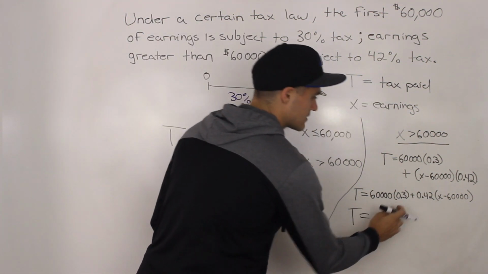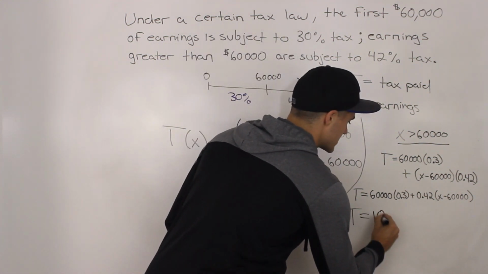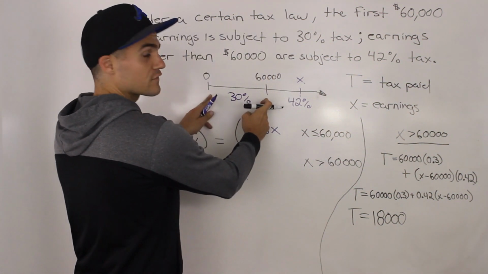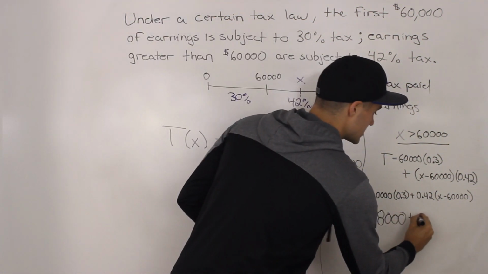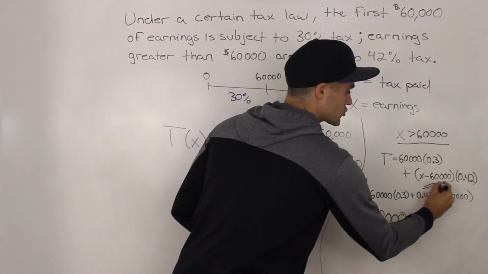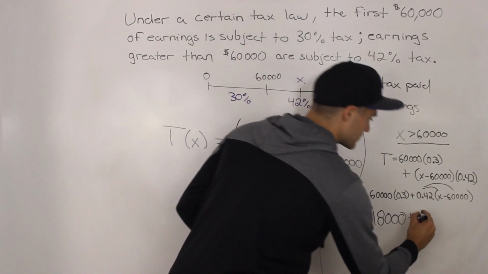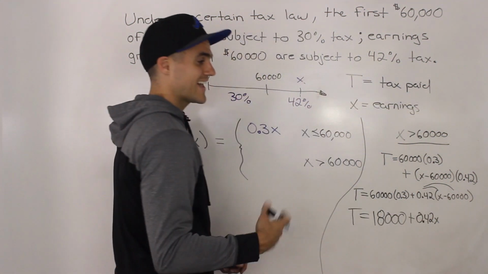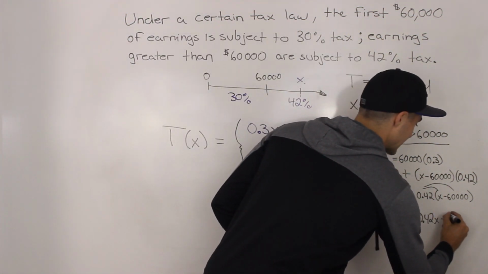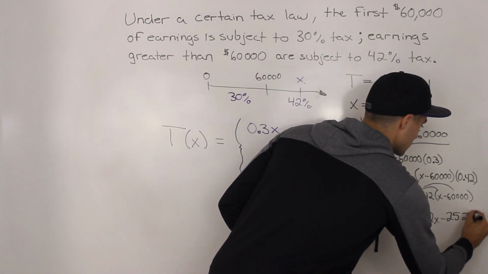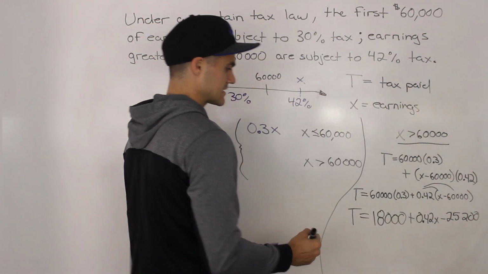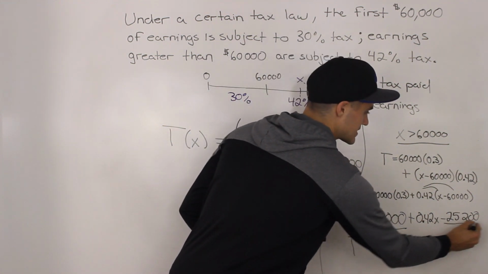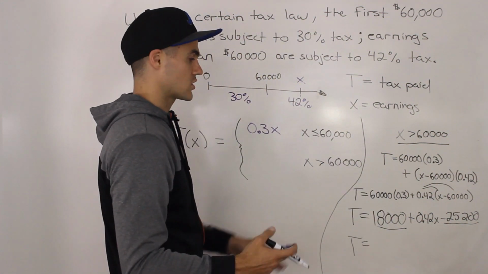So 60,000 times 0.3, that gives us 18,000, which is the tax we're going to have to pay on that first bracket, plus this 0.42 I'm going to distribute inside the bracket. So 0.42 times x gives us 0.42x. And then 0.42 times negative 60,000, that gives us negative 25,200.